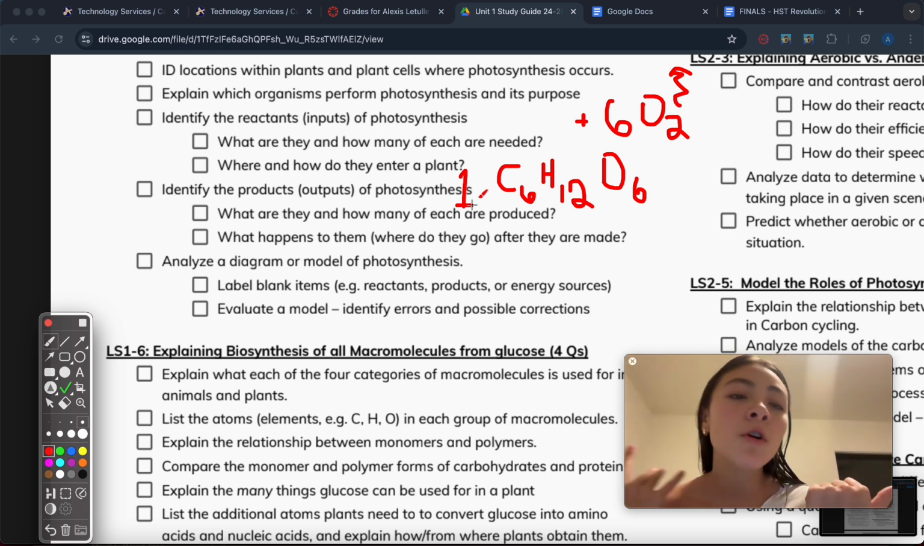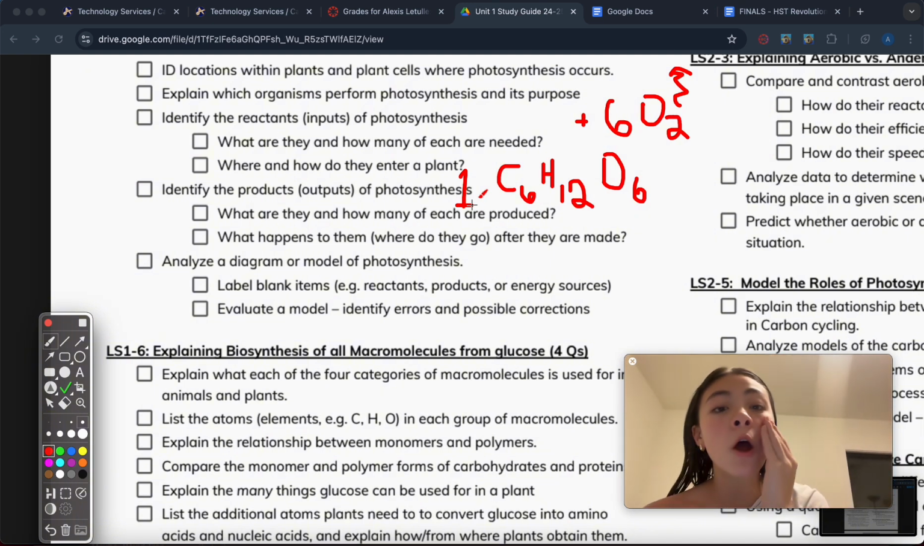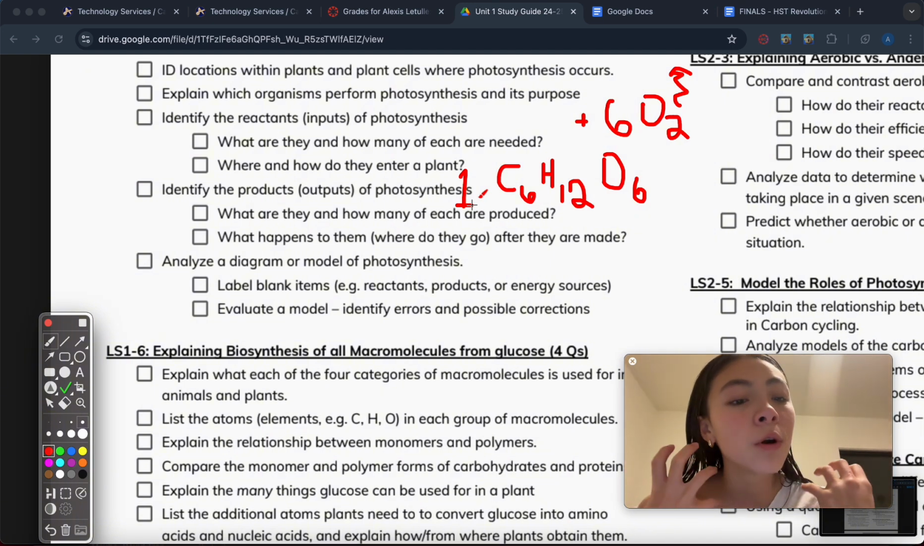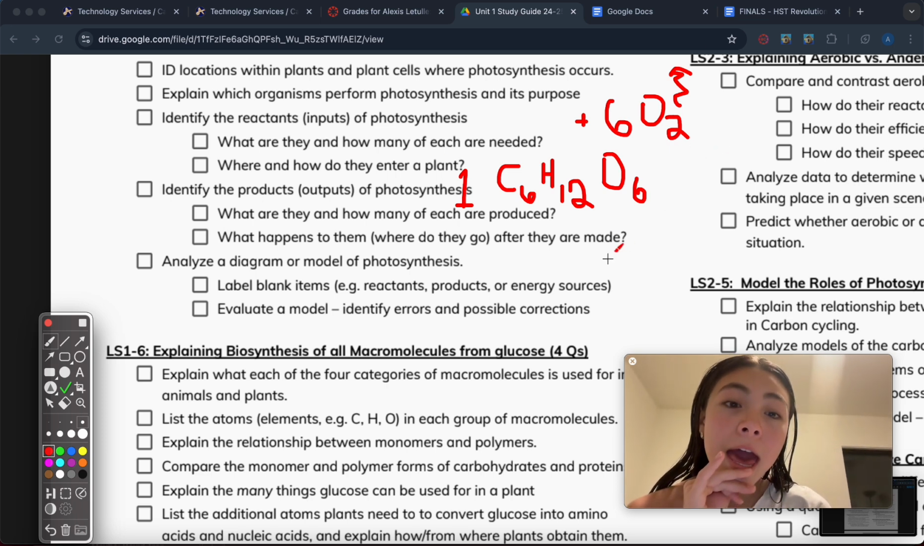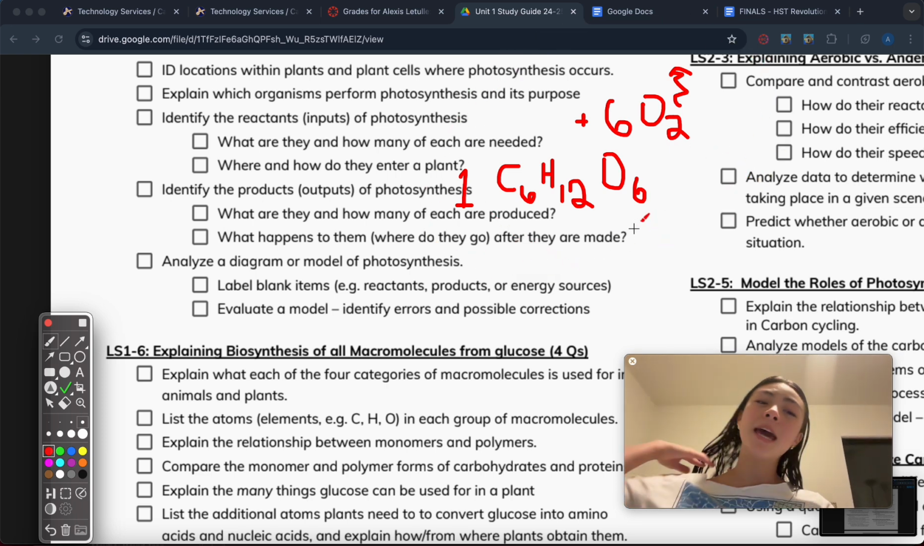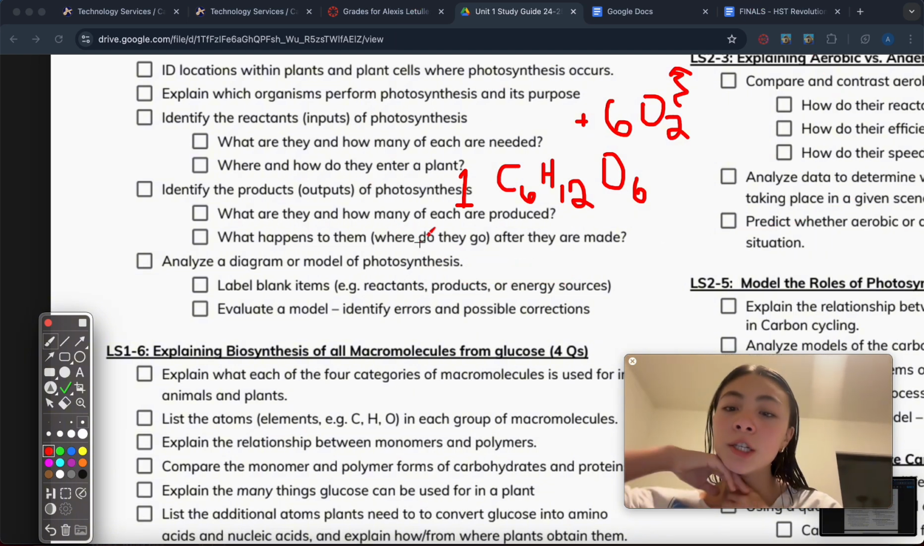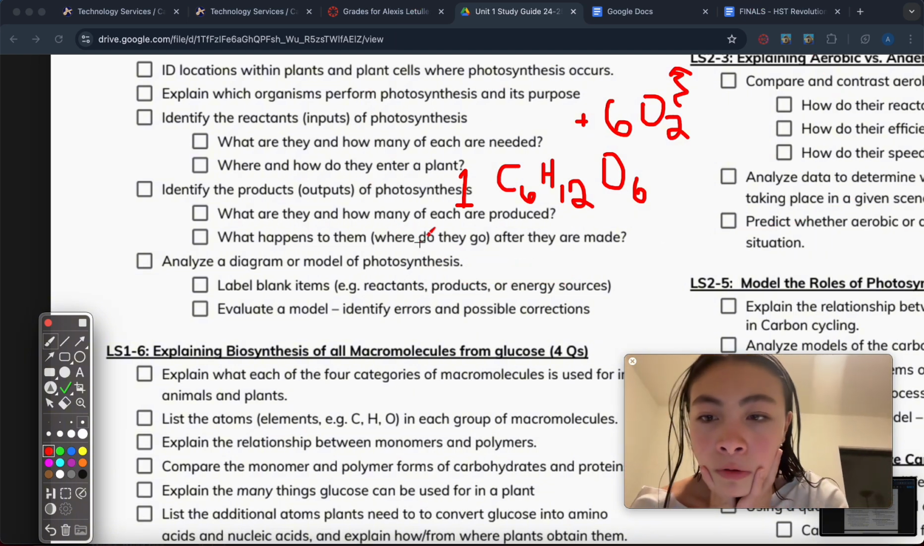As I was saying before, oxygen either goes back into the atmosphere, the plant releases it out, or it powers aerobic respiration, because these are the reactants that you need for aerobic cellular respiration. It's probably like that on purpose. So, yeah, it's really cool.